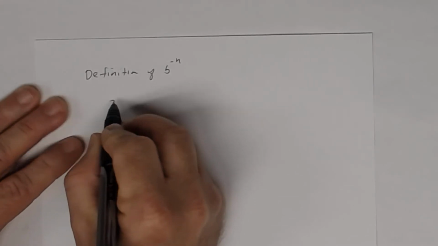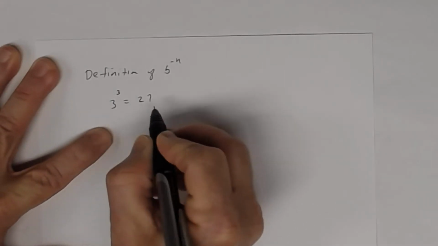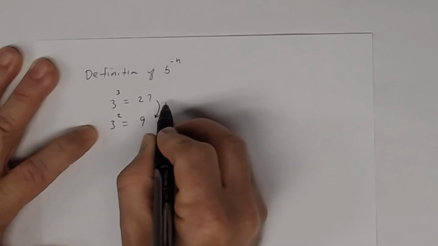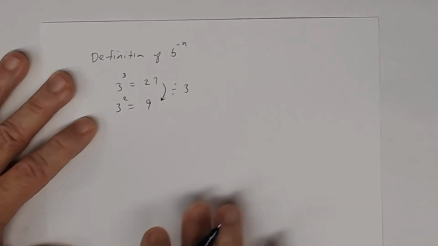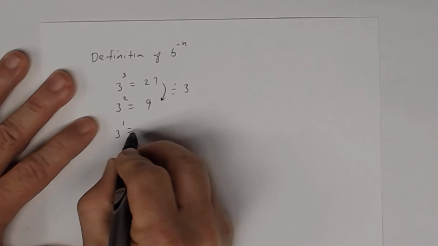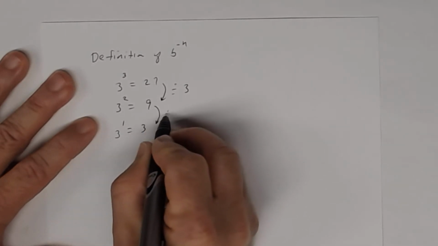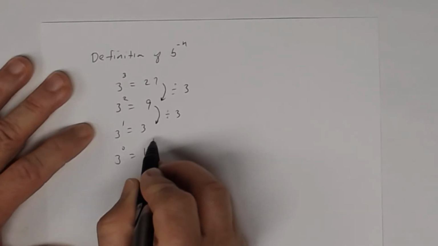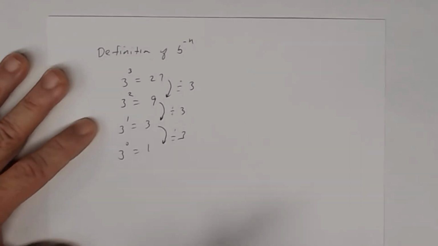To talk about the definition of b to the negative n power, where the exponent is negative, let's look at a pattern again. So we know that 3 cubed is 27. We know that 3 squared is 9. And remember, each time I divided by 3, didn't I? We know that 3 to the first is 3, right? 9 divided by 3 is 3. We know that 3 to the 0 is 1. 3 divided by 3 is 1, right?